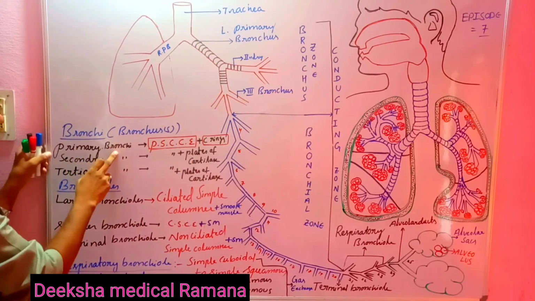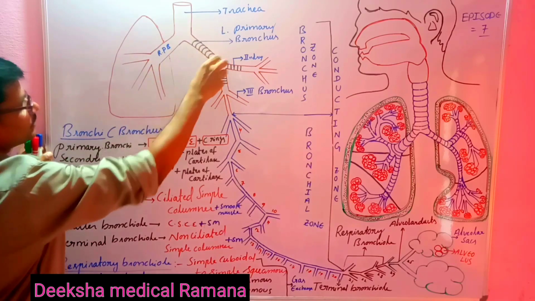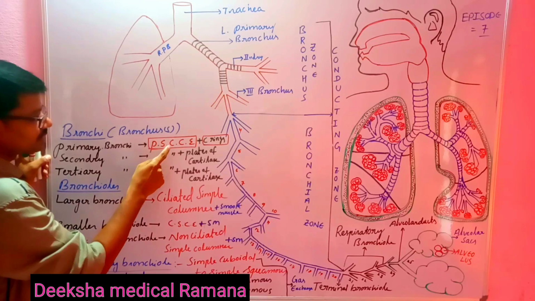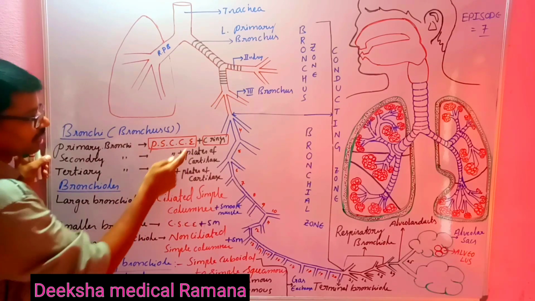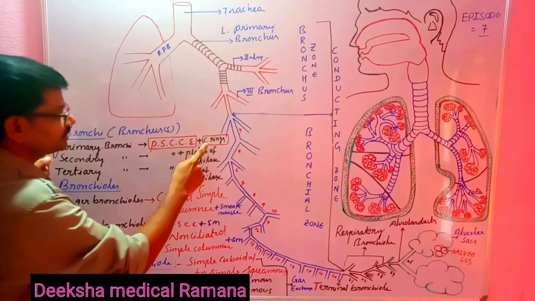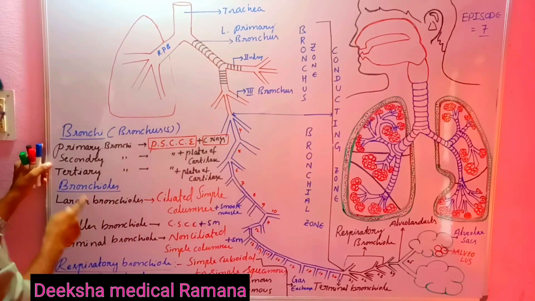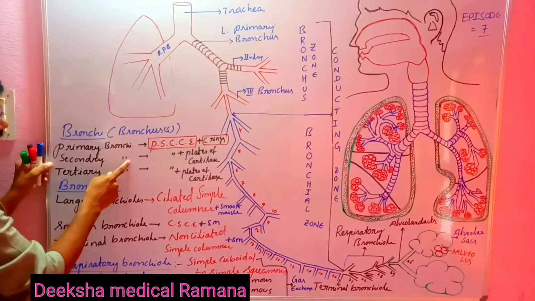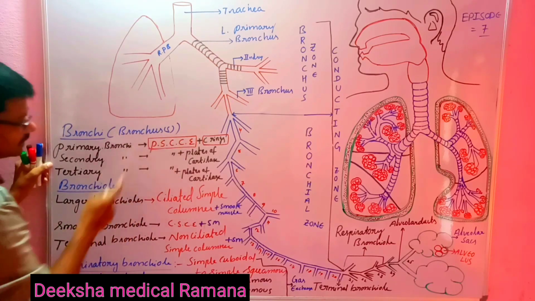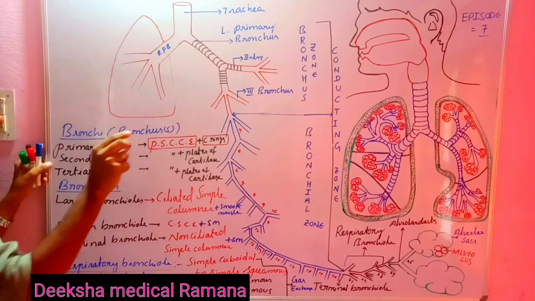The primary bronchi, either right or left, are both lined by pseudostratified columnar ciliated epithelium with C-shaped rings. That means C-shaped rings of cartilage are also present, which is hyaline cartilage only. Next, the secondary bronchi are also lined by pseudostratified ciliated columnar epithelium, but the shape of the C changes and looks like plates.